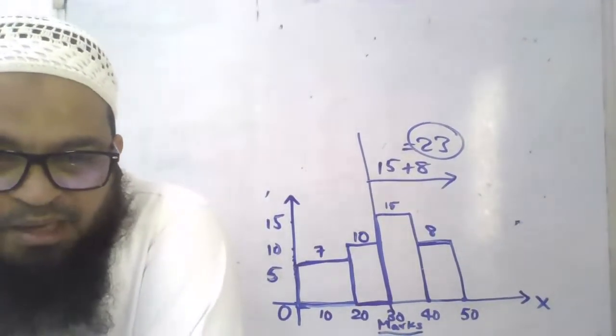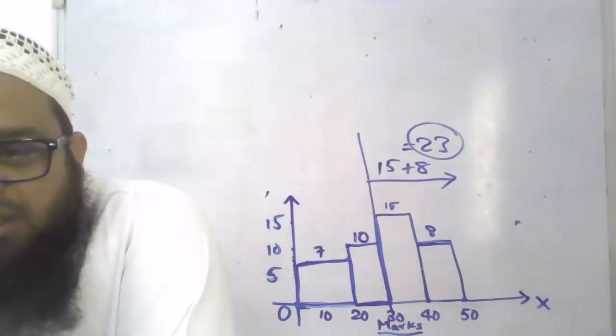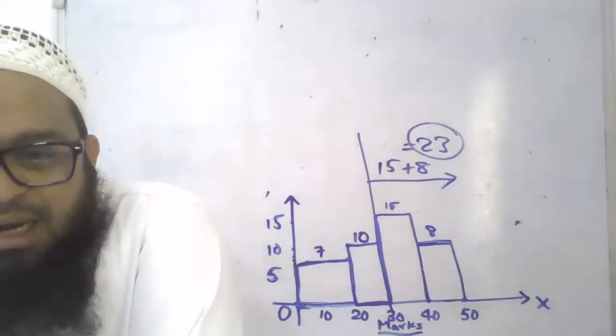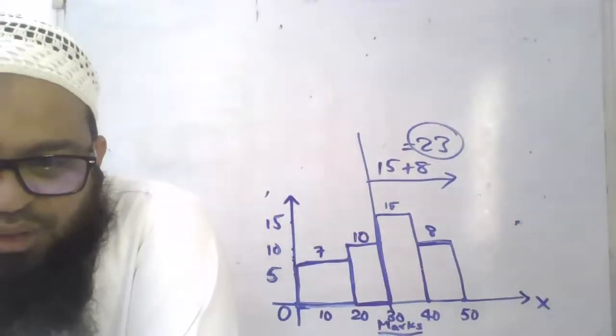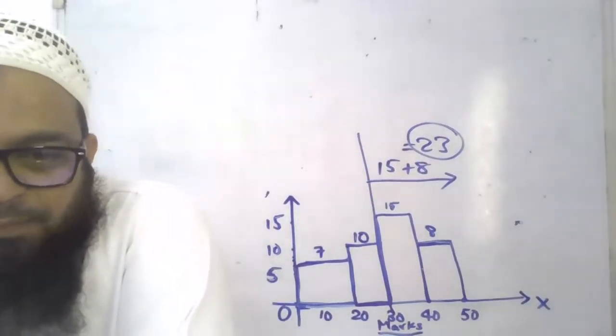Now, wait. So, how many students got, beta, wait. How many students got less than 40?